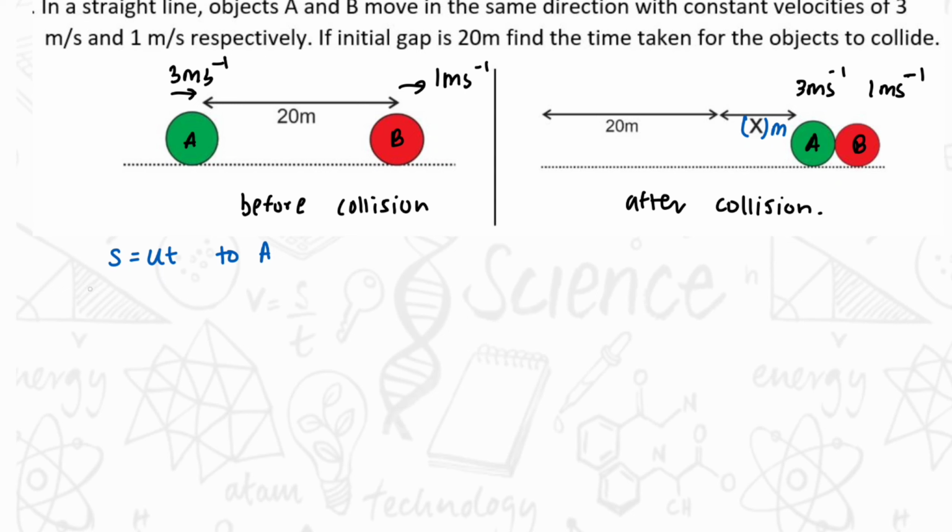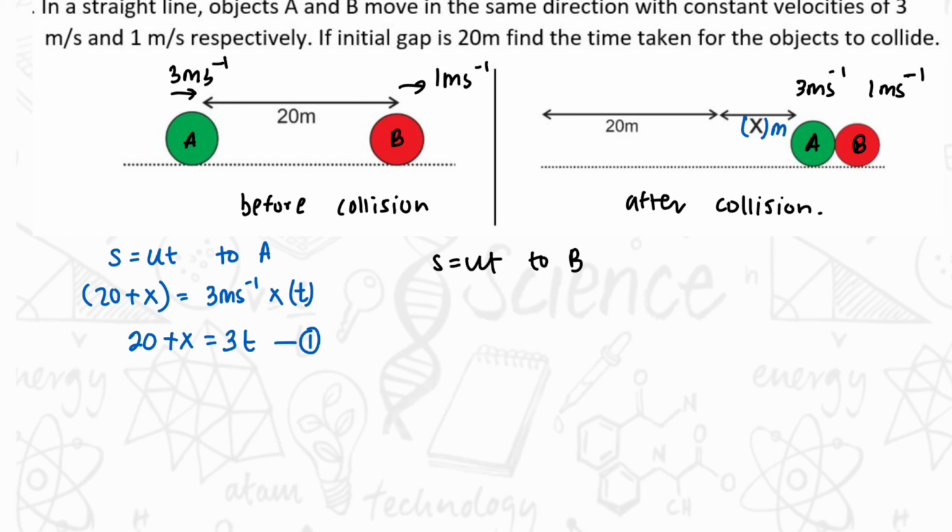So the displacement is 20 plus x and the velocity is 3 meters per second, and the time taken, let's say it is t. Then we have the equation 20 plus x is equal to 3t. That is the first equation. Next we apply s equals ut to B, and the displacement traveled by B during this time is x meters. The velocity is 1 meter per second and the time taken is t. Therefore we have the next equation, x equals t. That is the second equation.